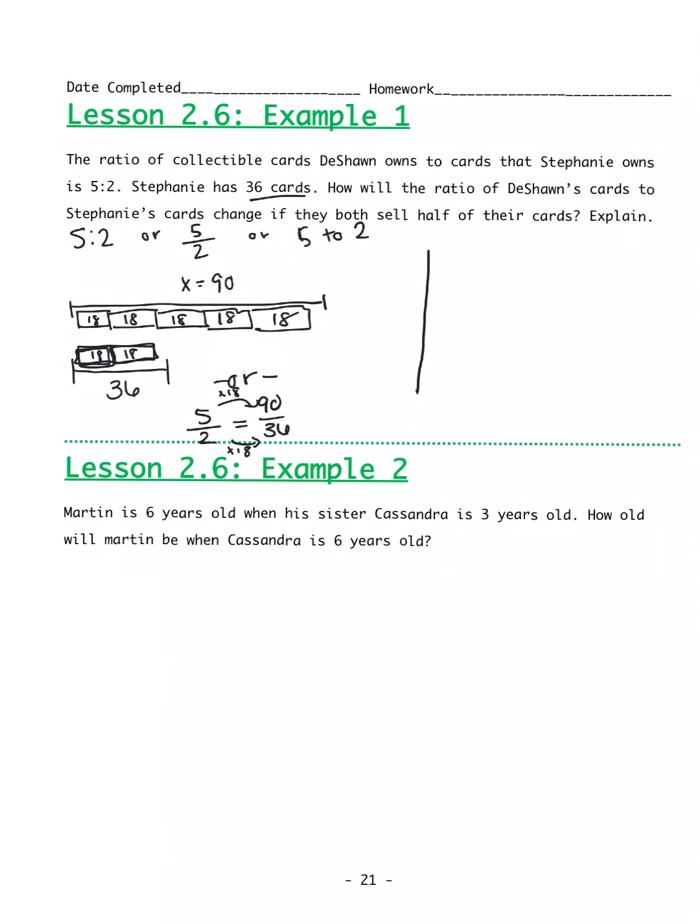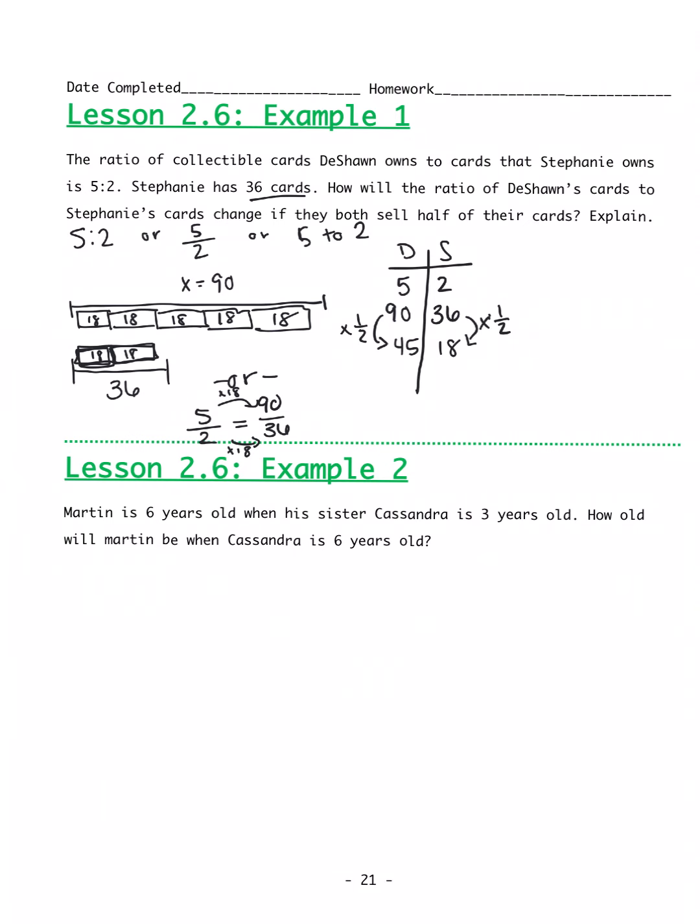So let's make our table and say these are Deshawn's cards. These are Stephanie's cards. The original ratio was 5 to 2. The cards they have right now is 90 to 36, and we want to know what half of that is. So I'm going to multiply by 1/2 or divide by 2. Multiplying by 1/2 is the same thing as dividing by 2. If you multiply by 1/2, that's going to give you 18 for Stephanie, and 90 multiplied by 1/2 is 45.